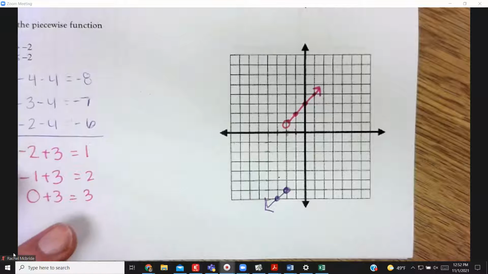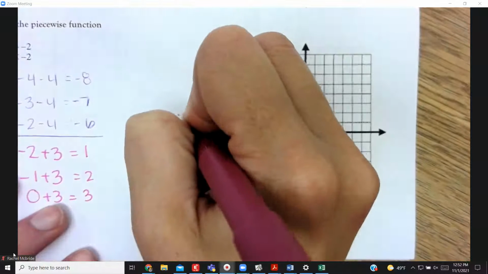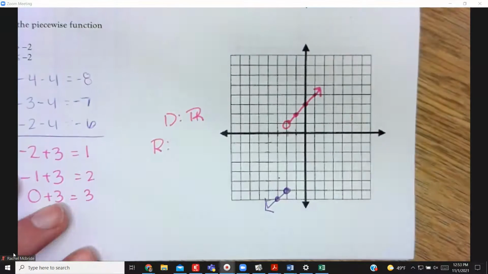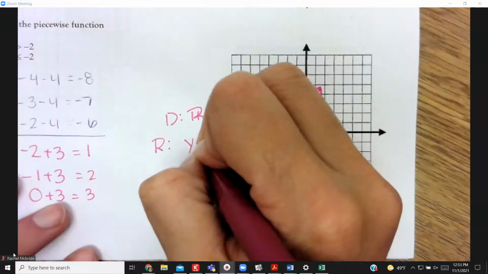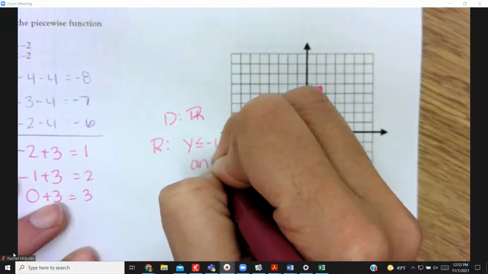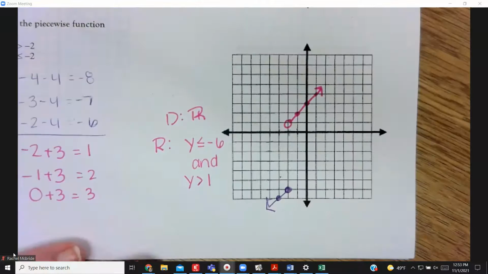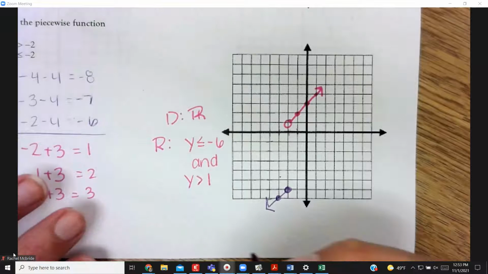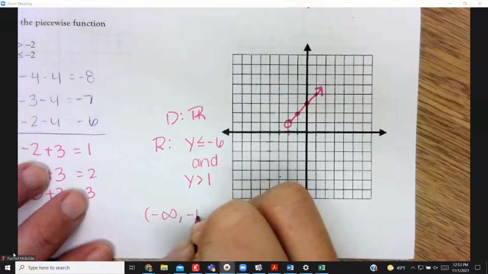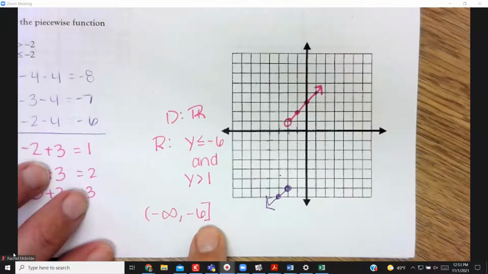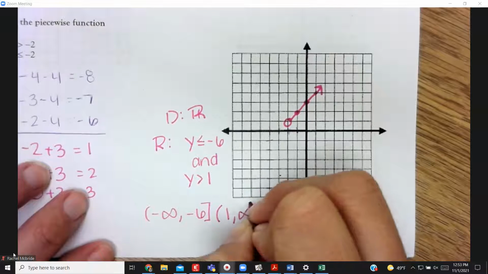And then, is this a function? Yes. Domain, all reals. Range, however, is y values less than or equal to -6 and y values greater than 1. And that is one notation. The easier notation would be to put it into parentheses and brackets. So -infinity to -6, bracket because it includes -6, and then parenthesis 1 to infinity.